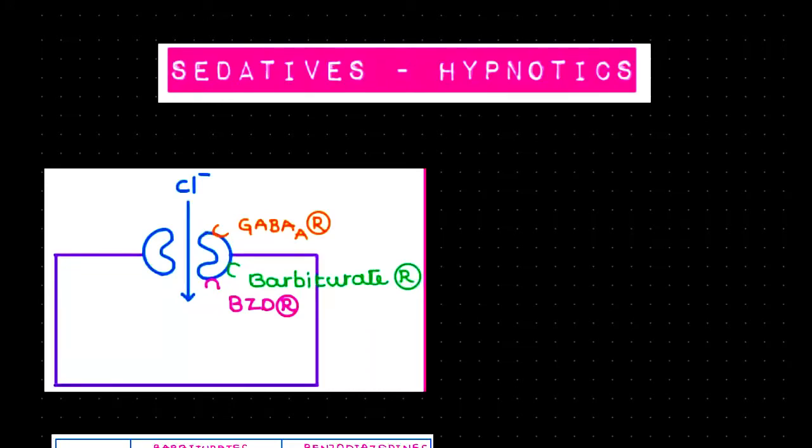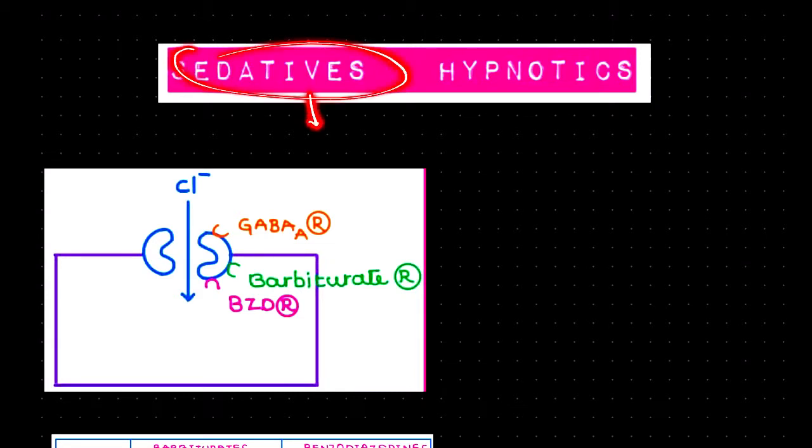Okay, it is the first lecture on pharmacology of CNS, and on this topic we are going to talk about sedative and hypnotics. Talking about sedative and hypnotics, the initial thing that we need to know is the meaning of sedative and hypnotics. Now what is the meaning of sedative?